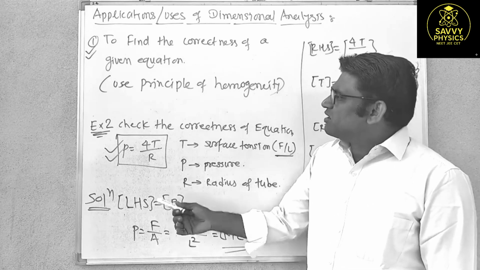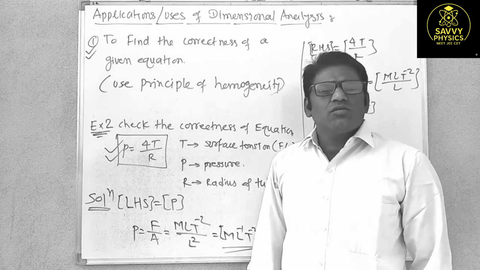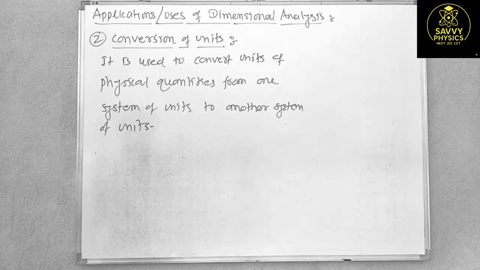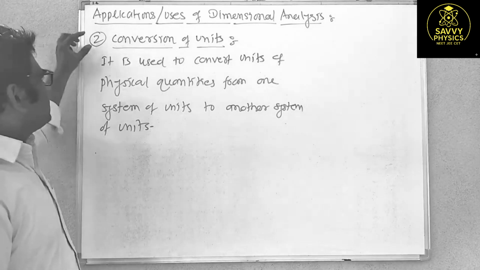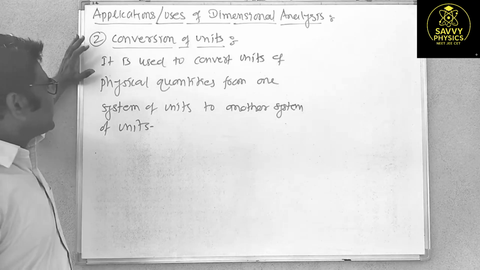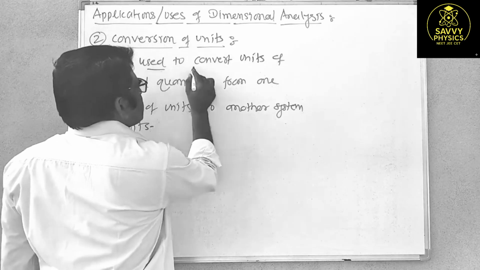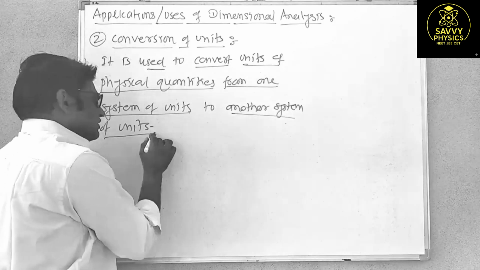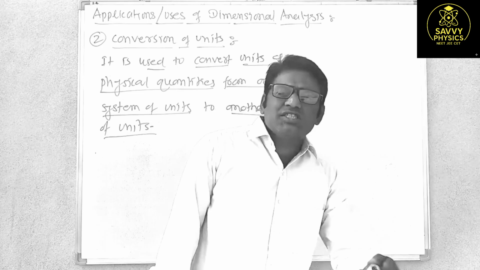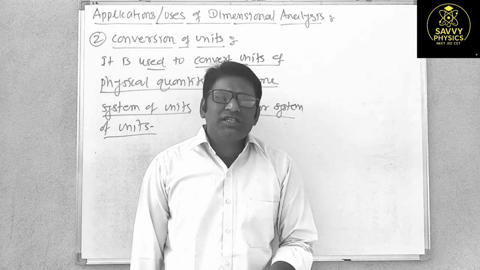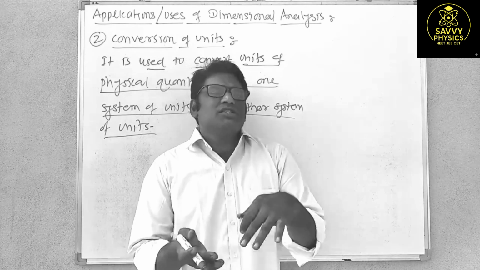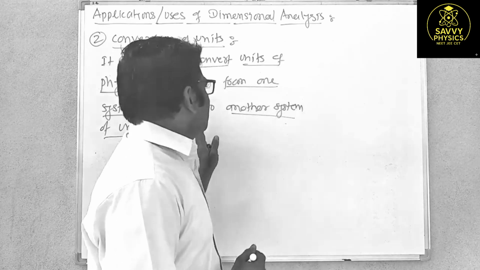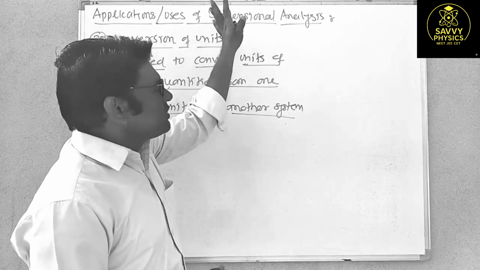We will see another application, that is to convert the units in one system to another system. Okay, note down this. So the second application is conversion of units. It is used to convert units of physical quantities from one system of units to another, means from MKS to CGS, CGS to MKS, or SI to CGS, SI to MKS, or from MKS, CGS to SI, or FPS also. Okay, so like this we can convert. But how? Using dimensional analysis.